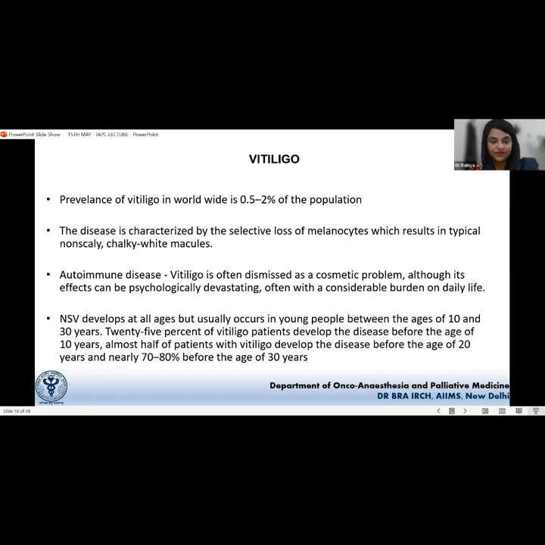Now, there can be two types. It can be segmental vitiligo, which is localized to one particular area, or it can be non-segmental vitiligo, which is diffuse and generalized to the whole body. Now, non-segmental vitiligo develops at all ages, but usually occurs in young people between the ages of 10 and 30 years. 25% of vitiligo patients develop the disease before the age of 10 years, half of the patients will develop it before the age of 20 years, and nearly 80% will develop it before the age of 30 years.